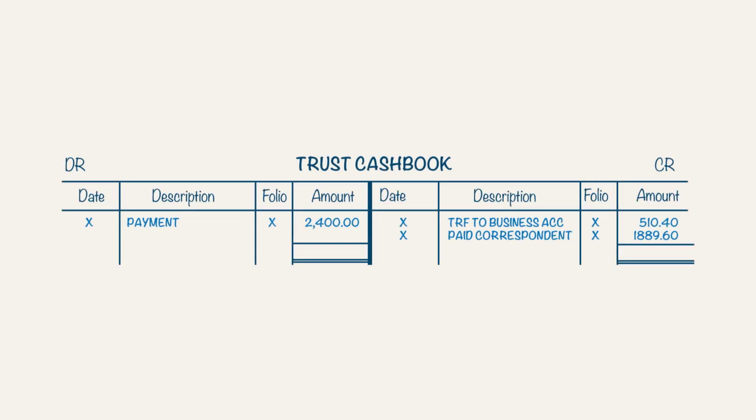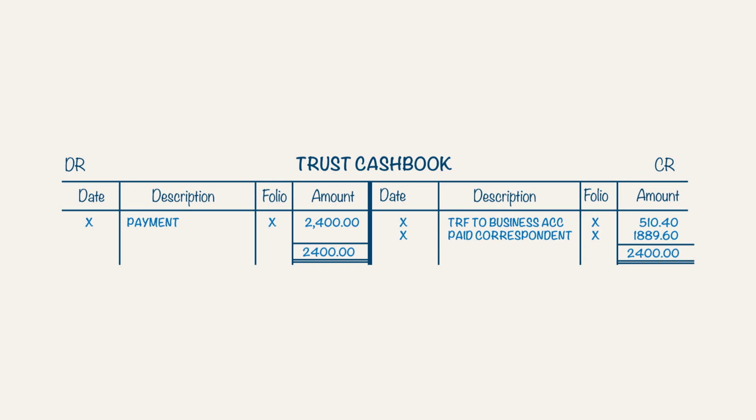Before we pay the correspondent attorney, we transfer R510.40 to the business account from the trust account. The balance of R1,889.60 will be paid to the correspondent attorney.